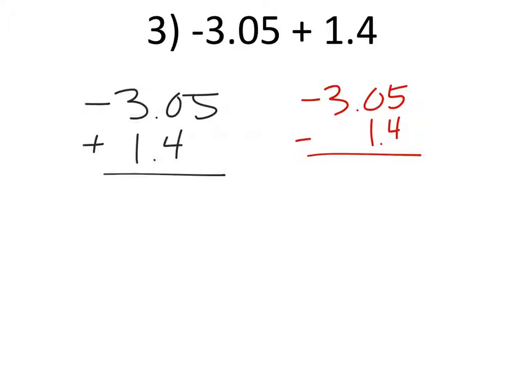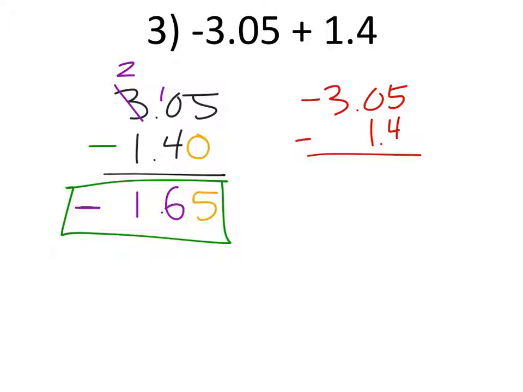So I know that I have more negatives than positives, which means I can go back to this and I'm just going to take away 1.4 out of the negatives. Okay? Now your calculator would of course acknowledge this, but right here I've got 5 minus 0, which is 5. This 0, I don't have enough to take away that 4 from it, so I'm going to borrow 1 from the 3. 10 minus 4 is 6. 2 minus 1 is 1. Negative 1.65 would be our answer.